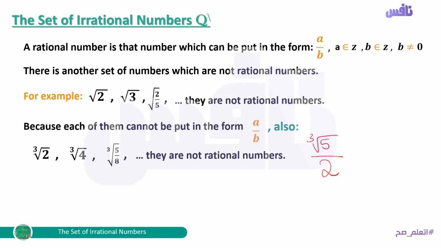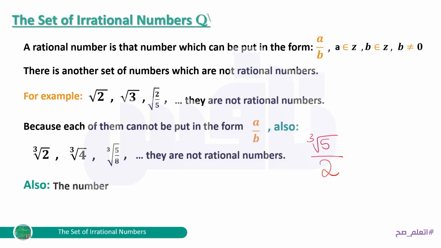لان احنا عندنا كونديشن مهم جدا في الراشونال نمبر، ممكن اكتبه على الفورم A over B بس لازم يكون ال A belongs to Z وال B belongs to Z. هنا الكيوبيك روت 5 does not belong to Z، عشان كده النمبر ده not rational number.